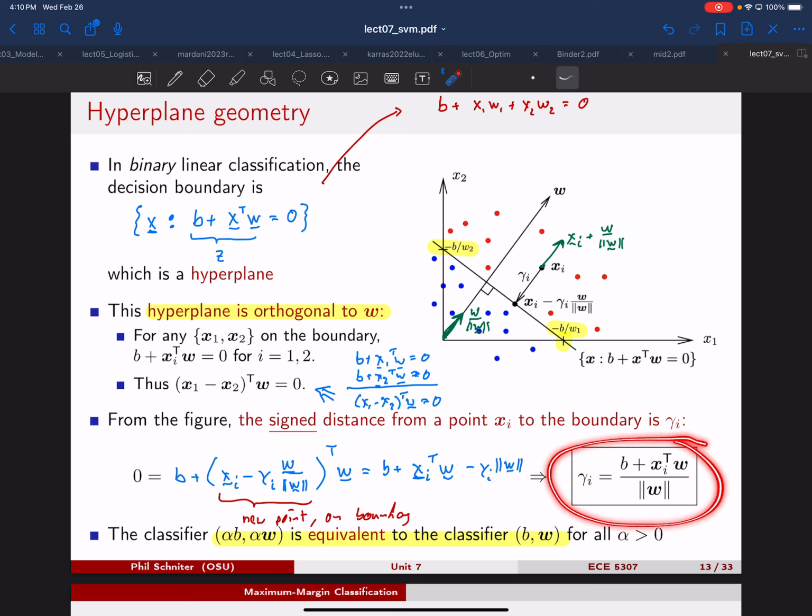And this distance is signed in that whenever we have a sample for which the label is yi equals 1, we get one sign, and if yi is not equal to 1, we get the other sign.